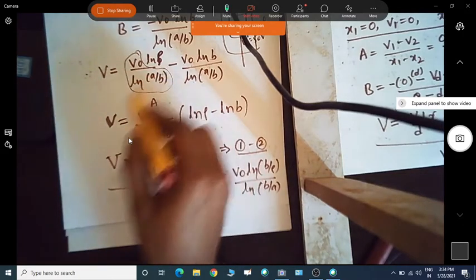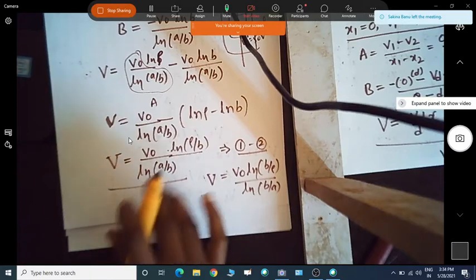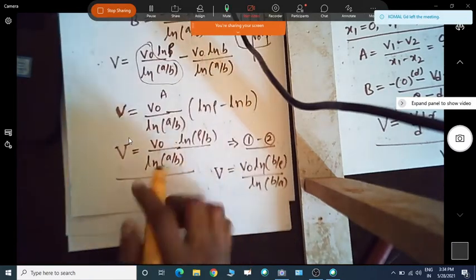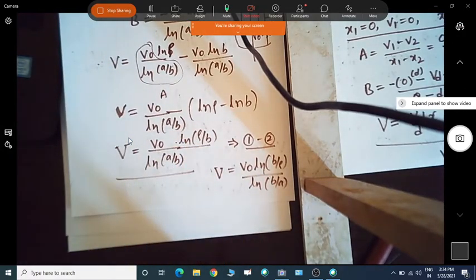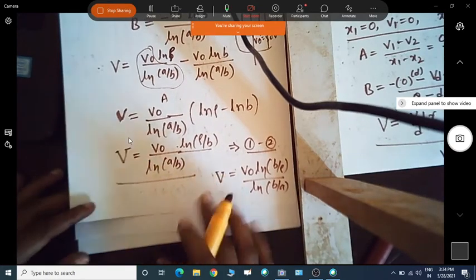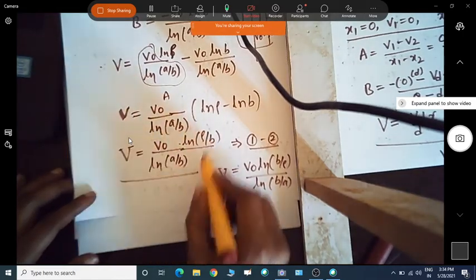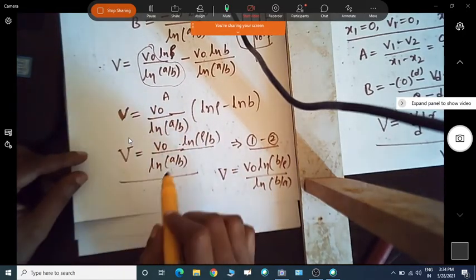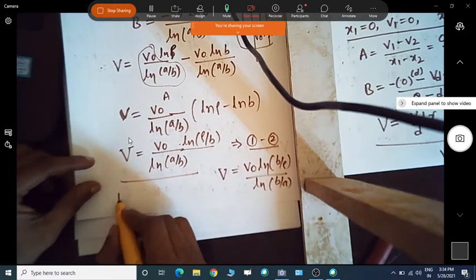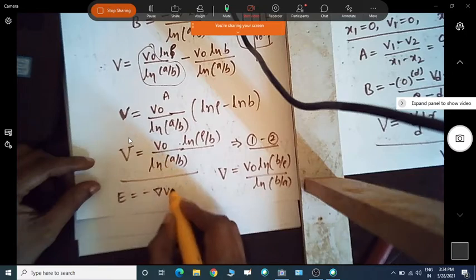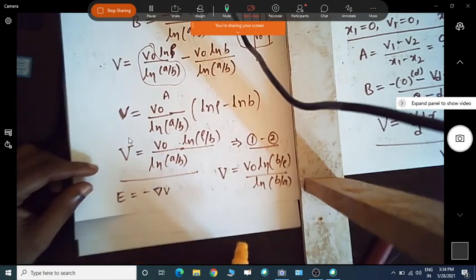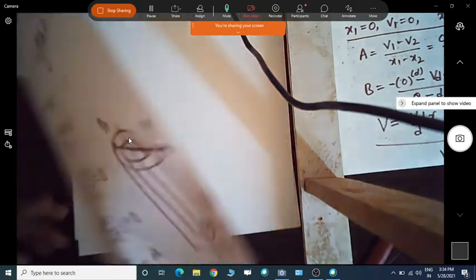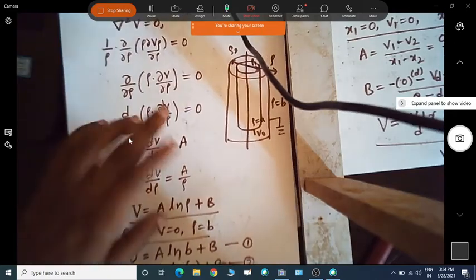So this is with respect to rho in cylindrical coordinates. Now we can find it for phi also, because phi gives a different view of this Laplacian problem. This is for the variation of V with respect to rho. Now we can also find E equal to minus del V from this. The derivative of this gives the electric field intensity. So this is the solution of the Laplacian equation.